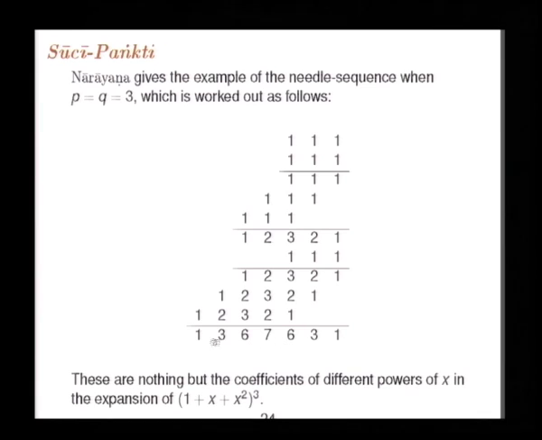You can see each term here is a coefficient of different powers of x in (1 + x + x^2)^3. This 1 3 6 7 6 3 1 is the Narachika Pankti or the Suchi Pankti when p is equal to 3, q is equal to 3. So, like that he defines.